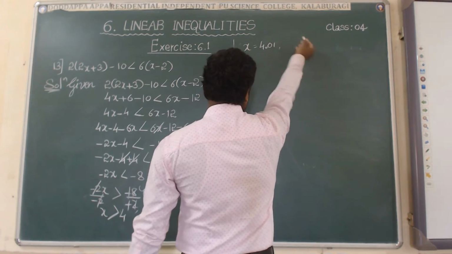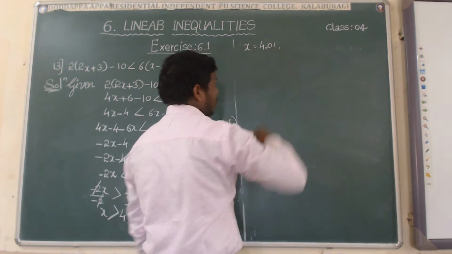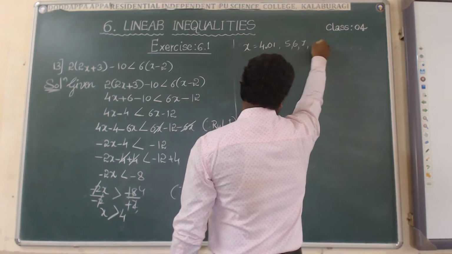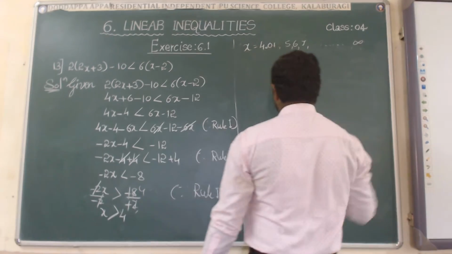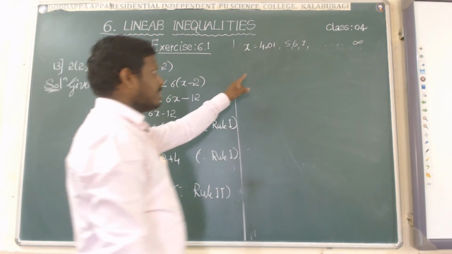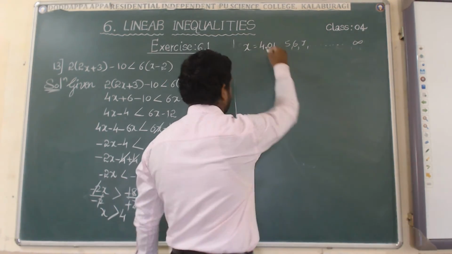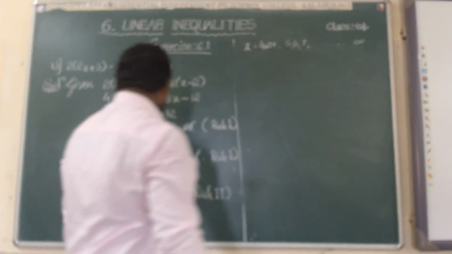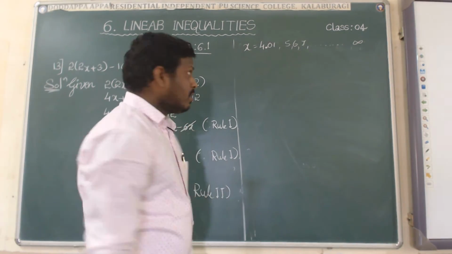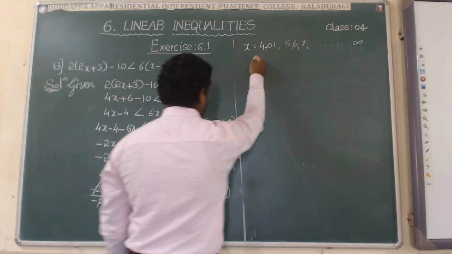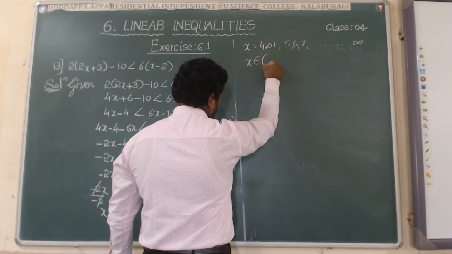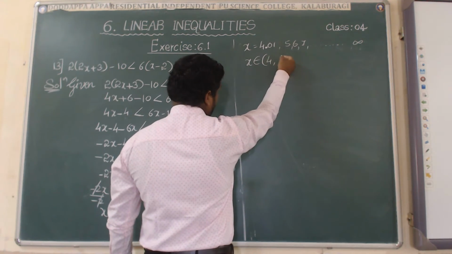Similarly, I will write only the integer values: 5, 6, 7 up to infinity we can write. I am explaining here that x is a real number. 4.01 is more than 4 only. How can we write this in intervals? x belongs to the open interval 4 to infinity.